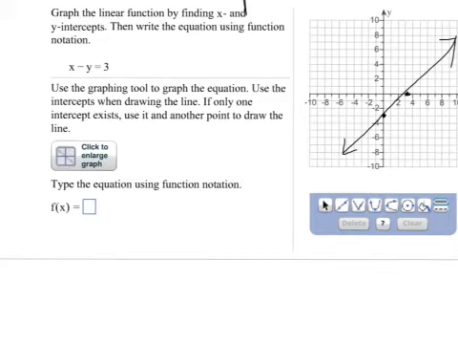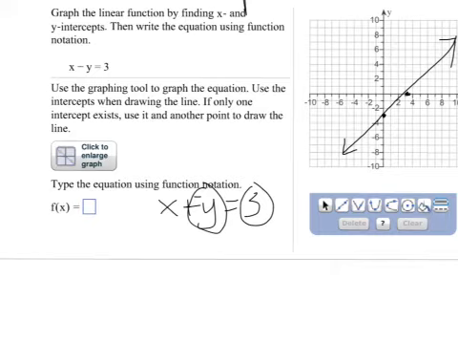Remember, to write an equation, we want it to say y equals. So I want to get my y by itself, and since my y is negative, I'm going to move the y and the 3 so that it will say positive y equals. So 3 becomes negative 3, and my negative y becomes positive y. So my equation for this line is y equals x minus 3.